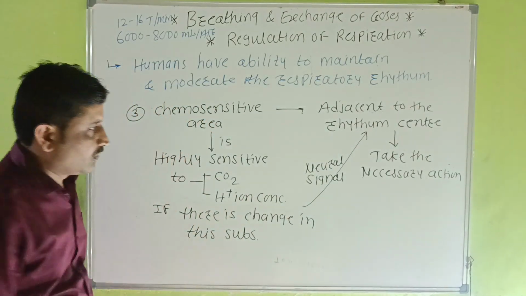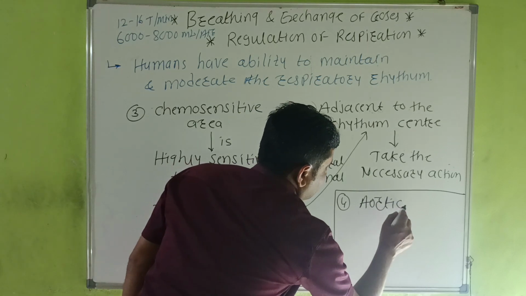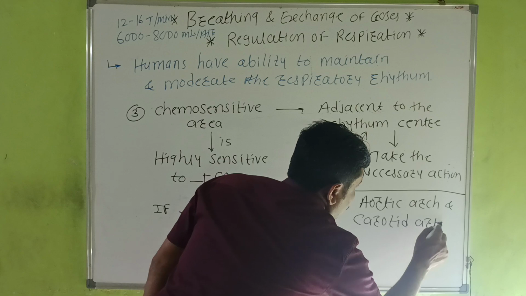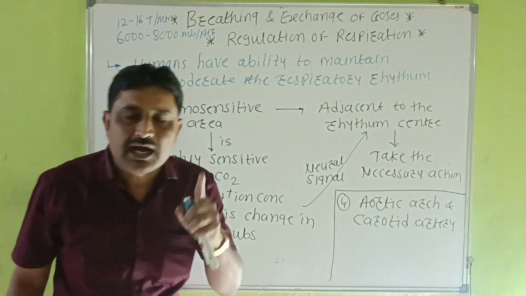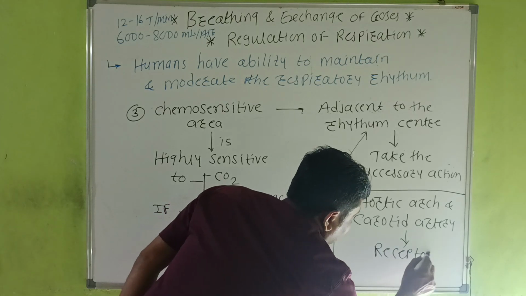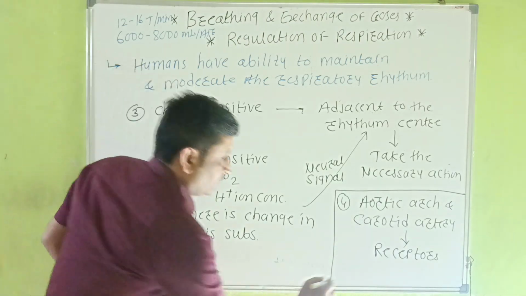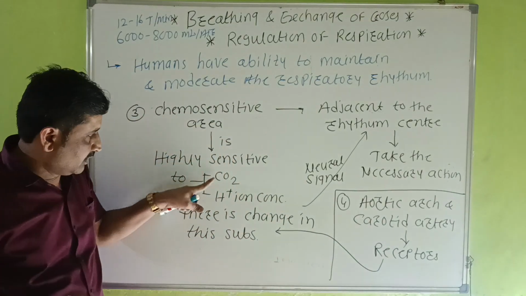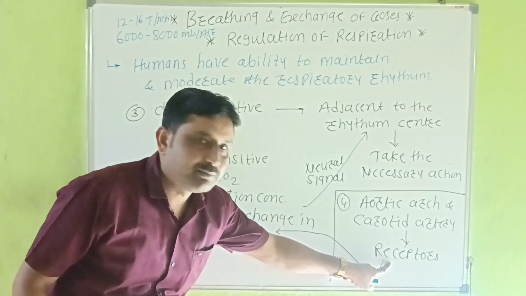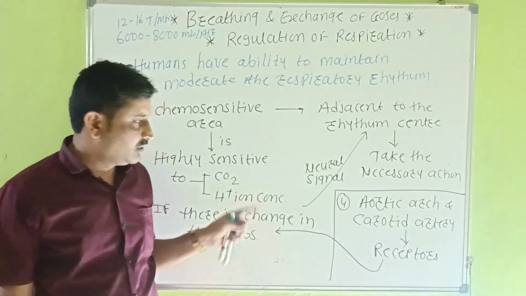This is the third. Along with that, another and that is the fourth and that is aortic arch and carotid artery. कौन से? Aortic arch and carotid artery. यहाँ पर भी receptors, और these receptors can pick up the changes in the CO2 and hydrogen ion concentration. ये receptor क्या करते हैं? Can pick up the change in CO2 and hydrogen ion concentration. अगर कोई कम या ज्यादा होते हैं तो these give the signal. These receptors give the signal to the rhythm center, and then rhythm center will take the necessary adjustment. Right. So these are the four places.